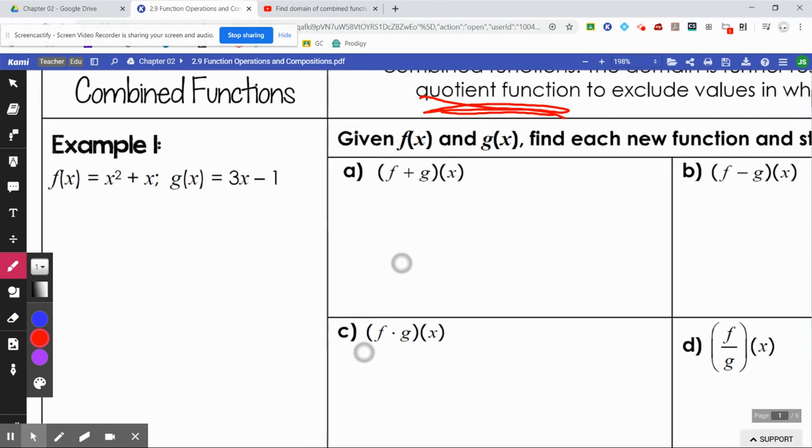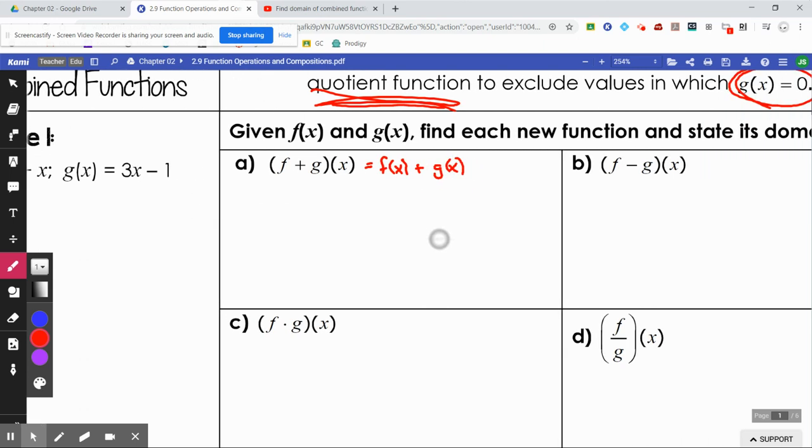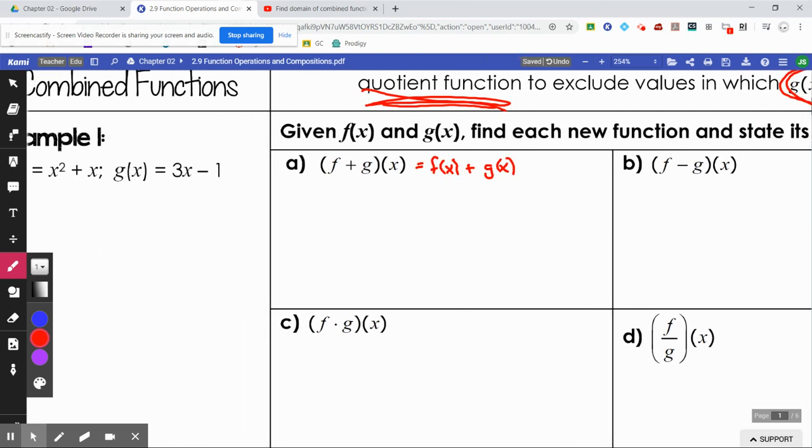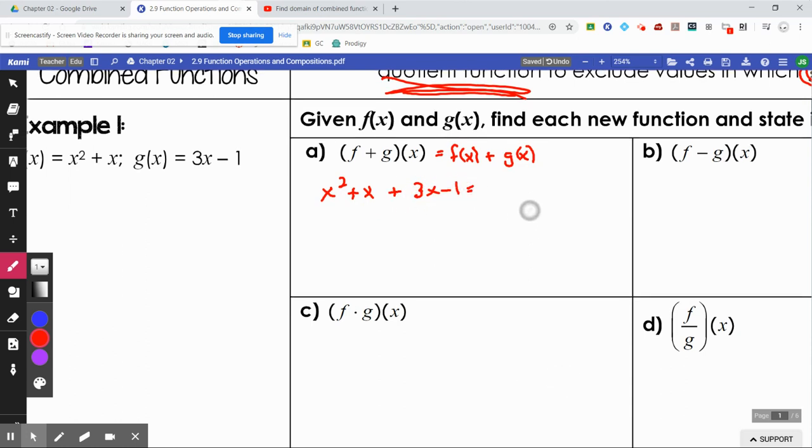We're asked to find (f + g)(x). So again, all we're doing here is f(x) plus g(x), and it's as simple as that. But again, we've got to state the domain of the two. So f(x) plus g(x) is x squared plus x, there's f(x), plus 3x minus 1, which is g(x). To add those two functions, we're just combining like terms. It's going to be x squared, combine your x's will be plus 4x minus 1.